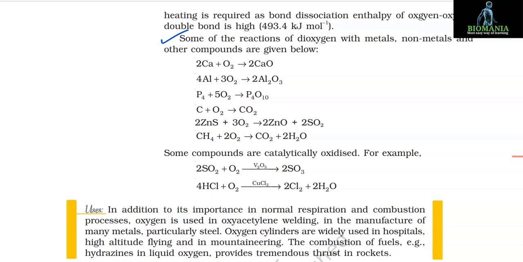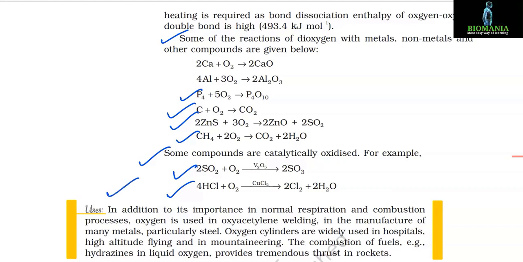Some of the reactions of dioxygen with metals, non-metals and other compounds are given below. 2Ca plus O2 gives 2CaO, 4Al plus 3O2 gives 2Al2O3, P4 plus 5O2 gives P4O10, C plus O2 gives CO2, 2ZnS plus 3O2 gives 2ZnO plus 2SO2, CH4 plus 2O2 gives CO2 plus 2H2O. Some compounds are catalytically oxidized. For example, 2SO2 plus O2 in the presence of V2O5 gives 2SO3, 4HCl plus O2 in the presence of CuCl2 gives 2Cl2 plus 2H2O.